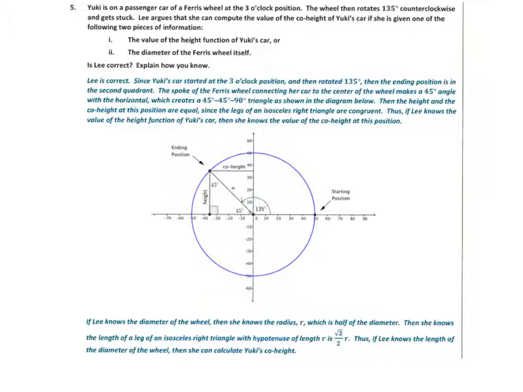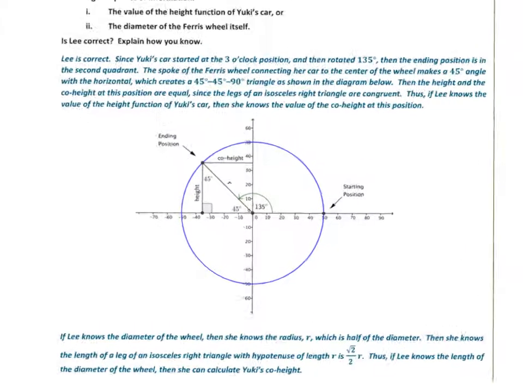Alright, so number 5, the last one. Yuki is on a passenger car of a Ferris wheel at the 3 o'clock position. The wheel rotates 135 degrees counterclockwise and gets stuck. Lee argues that she can compute the value of the co-height of Yuki's car if she is given one of the 2 following pieces of information: the value of the height function or the diameter of the Ferris wheel. Is Lee correct? And the short answer is yes, but you have to explain how you know.